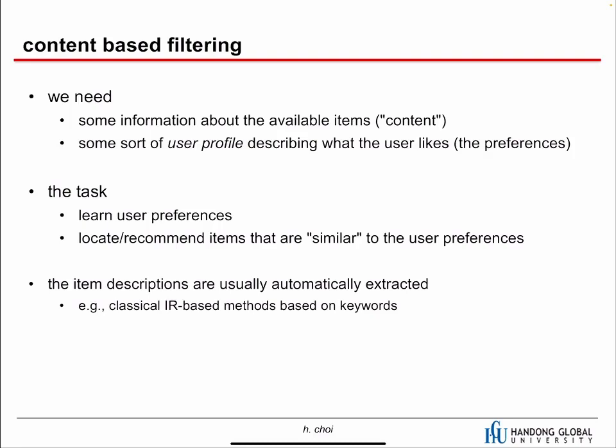Okay, now let's talk about content-based filtering in detail. What we need is some information about the items. So we need content; the system should understand the content. And we need some sort of user profile describing what the user likes, or their preferences. This user profile can be updated based on the history of the user's item selections, or sometimes we can ask the users to give us some descriptions.